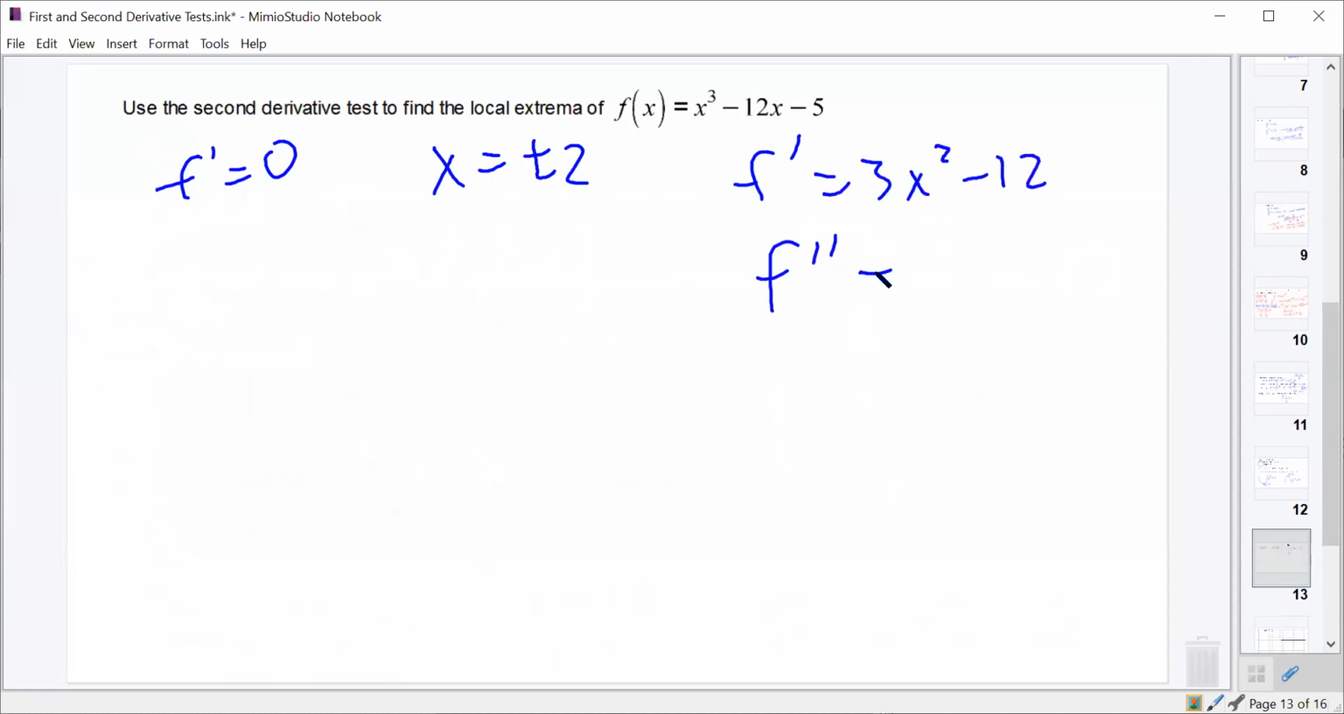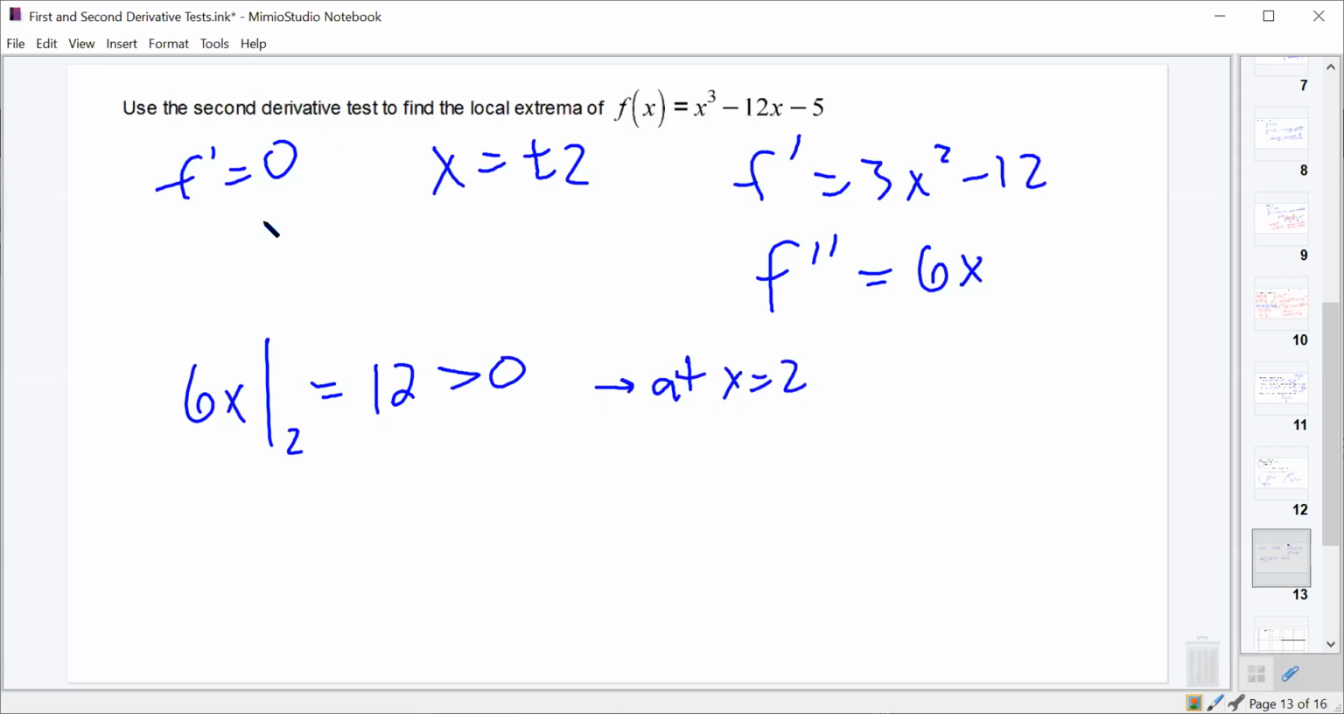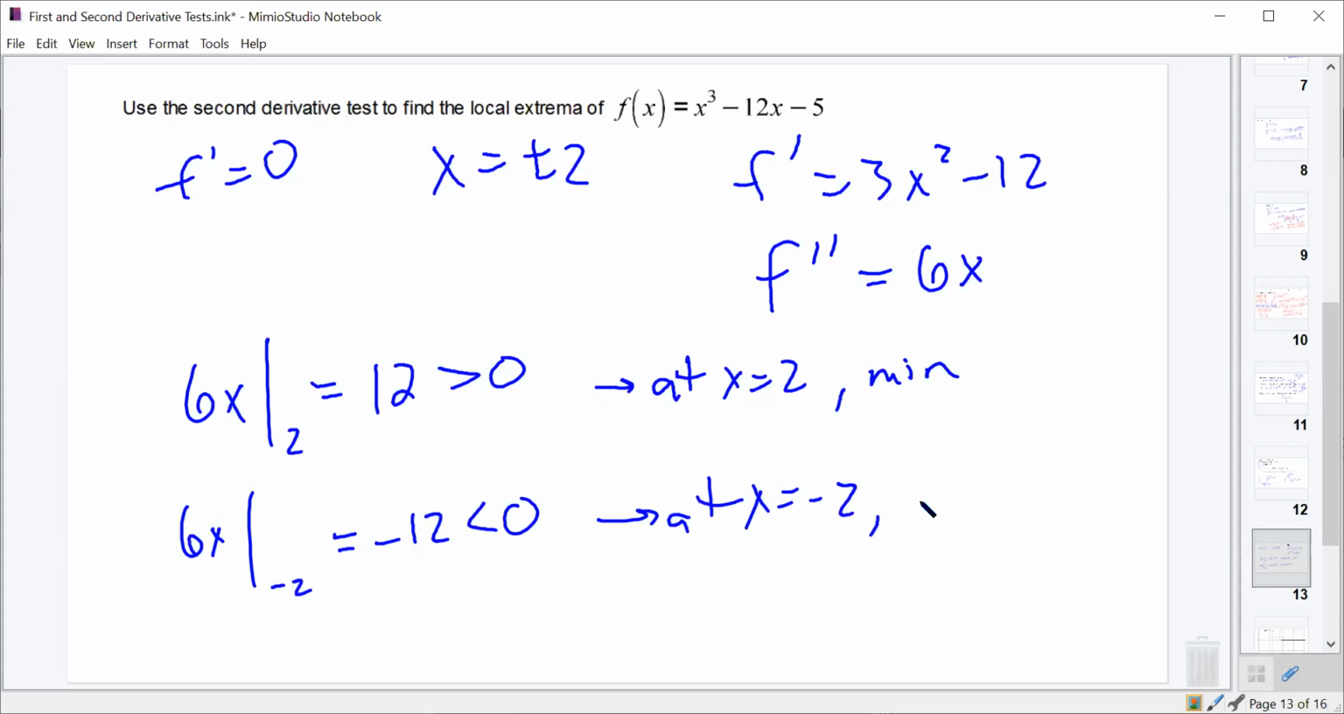And we could say that f double prime is 6x. And so if we take 6x and evaluate it at 2, we get a positive number, 12, which tells us that at x equals 2, since the derivative was 0, and since this is a positive number, we should have a local min. And if we take 6x and evaluate it at negative 2, that gives us a negative number, which tells us that at x equals negative 2, we should have a maximum. And that's exactly what we found out using the sign chart. So everybody see that?